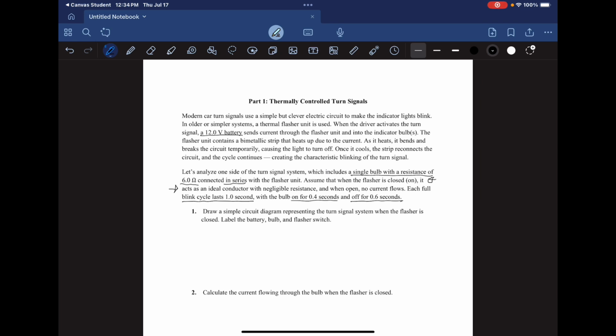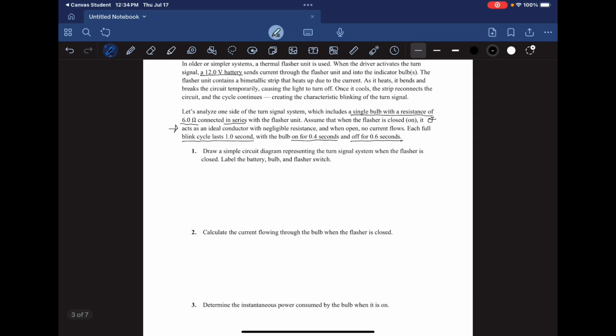So this is a really long word problem. You can see though that I've highlighted some important things and it's actually not a whole lot of information. And you'll see that when we draw it. So part one, or question one, says to draw a simple circuit diagram representing the system when the flasher is closed: battery, bulb, and flasher switch.